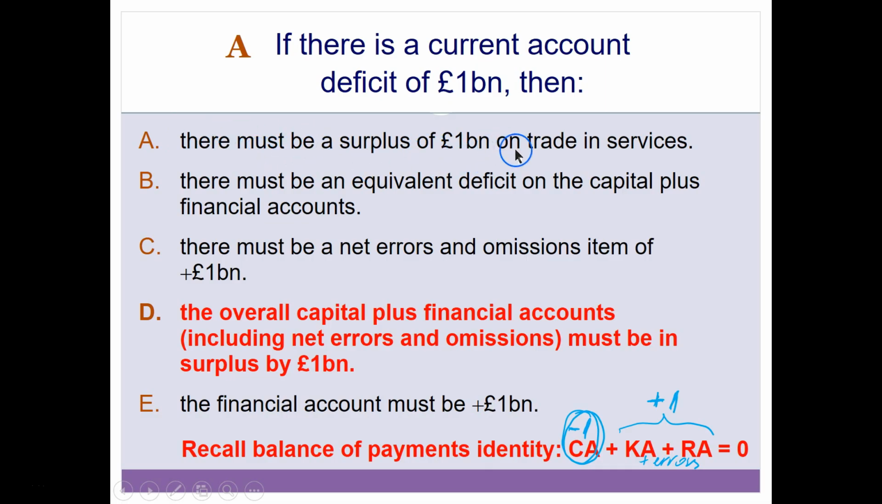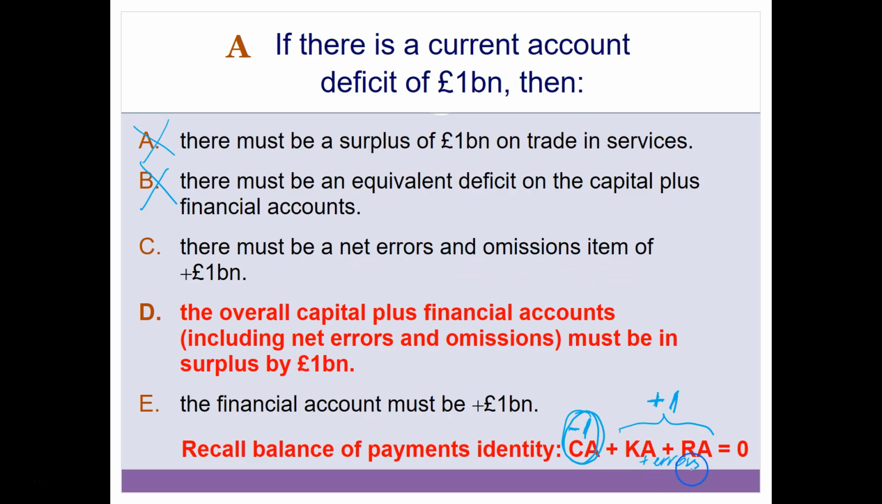There must be surplus on trade and services. No, because trade and services are included in the current account, so we can eliminate A. There must be an equivalent deficit on the capital plus financial account. No, because we have a deficit here already. We need to have a surplus here. So eliminate B.